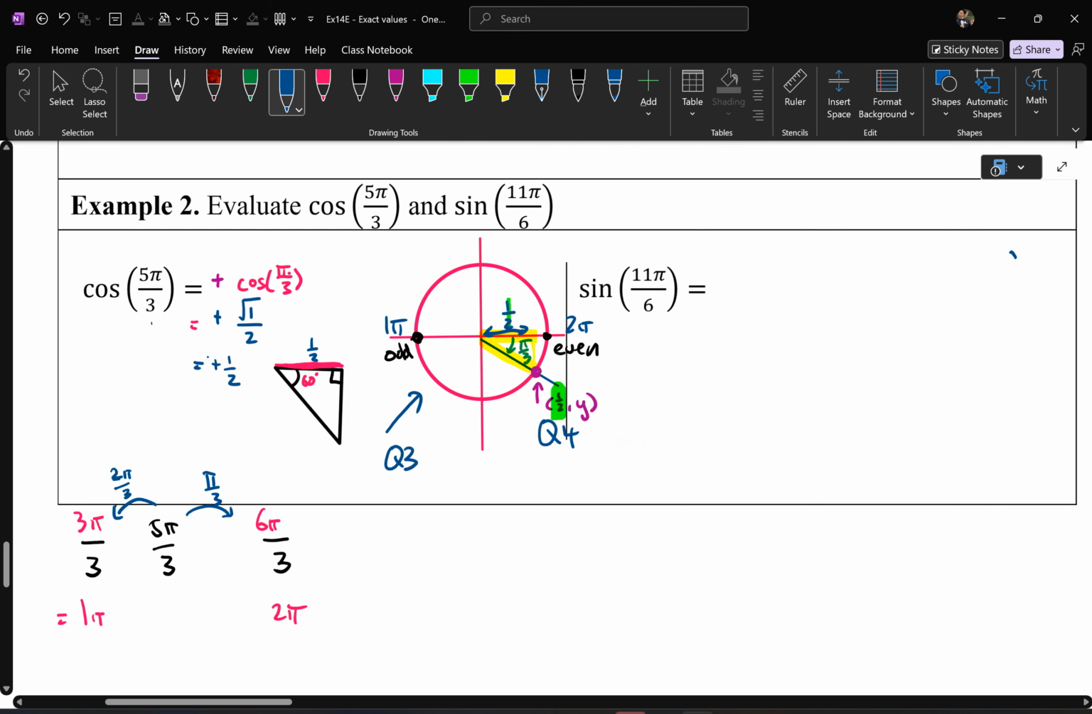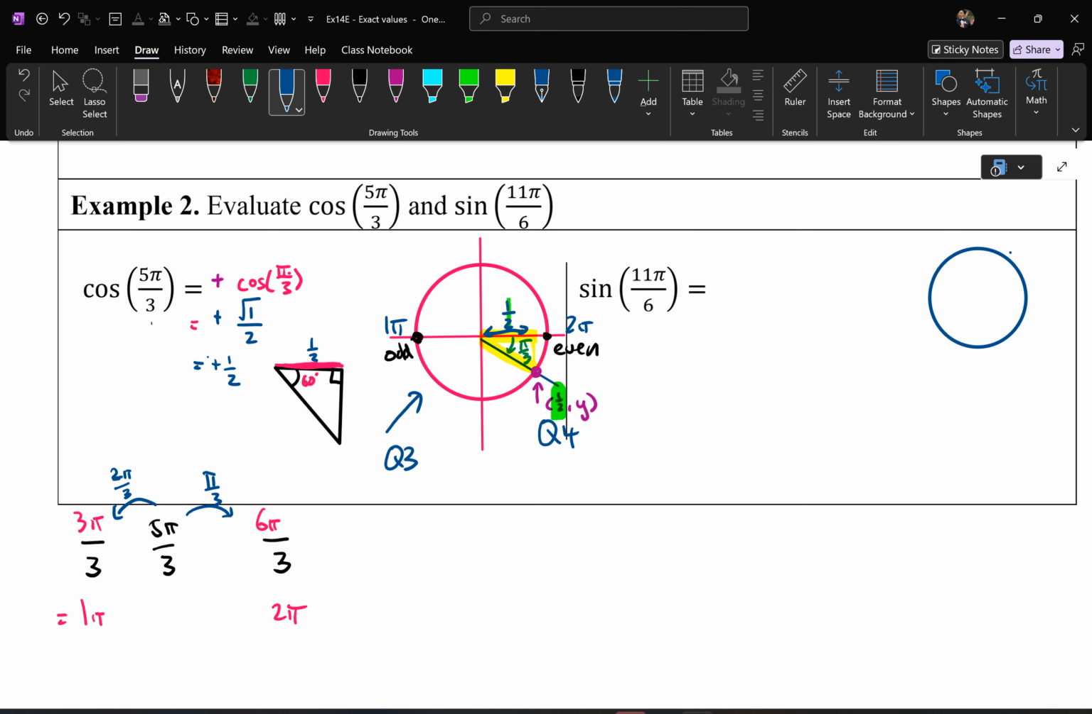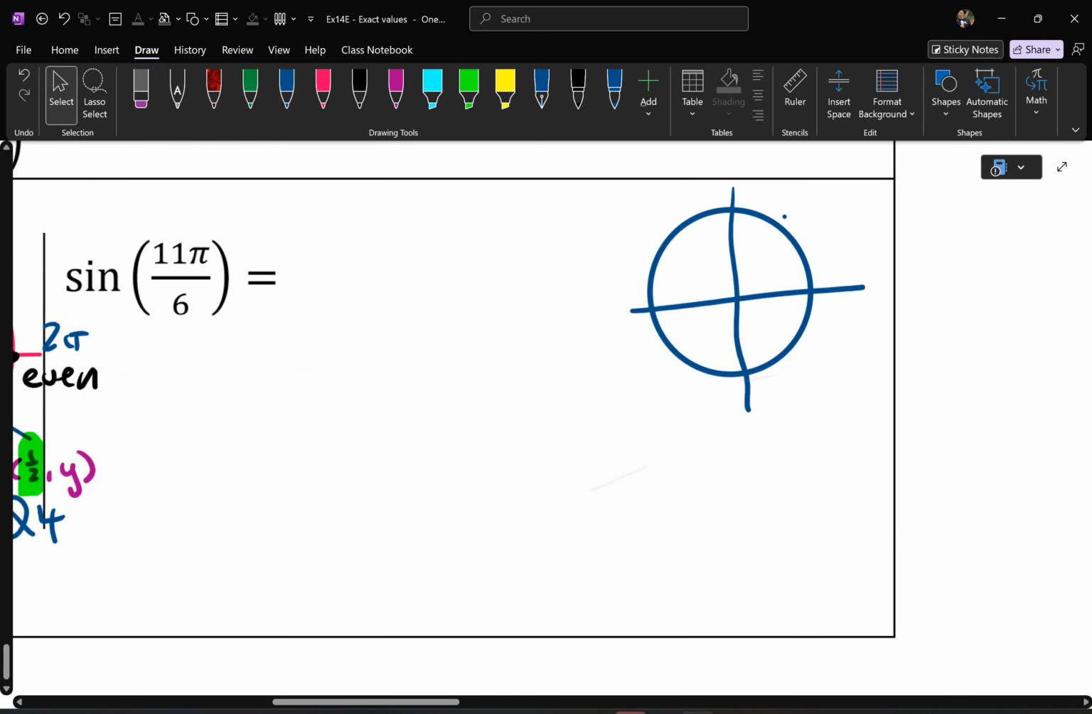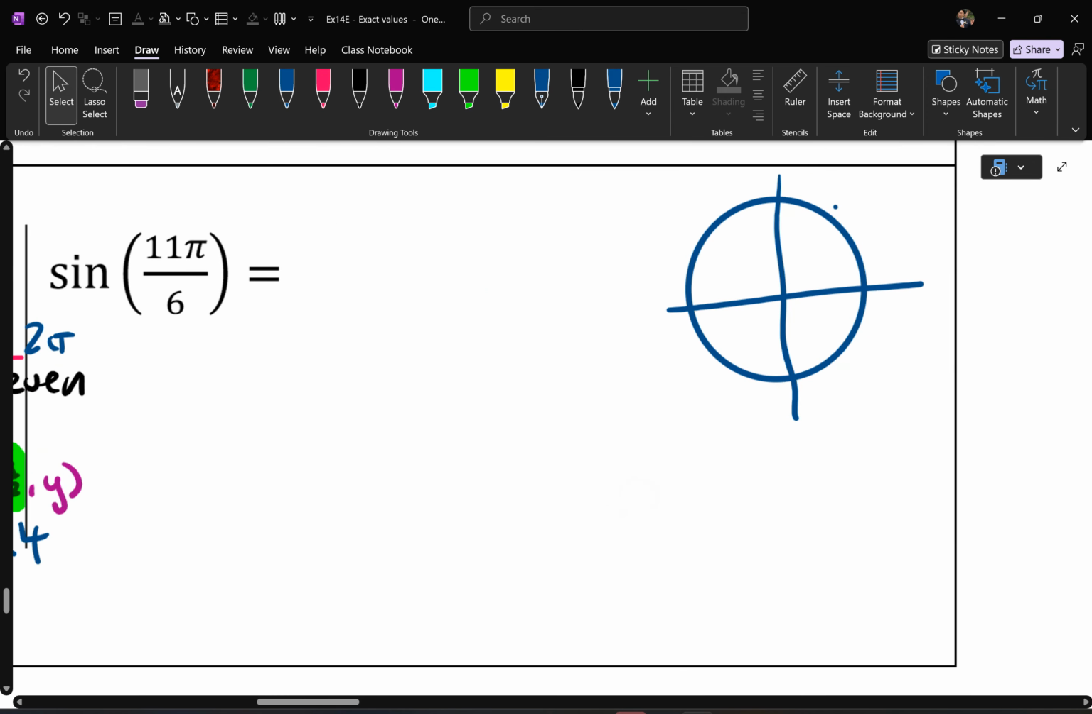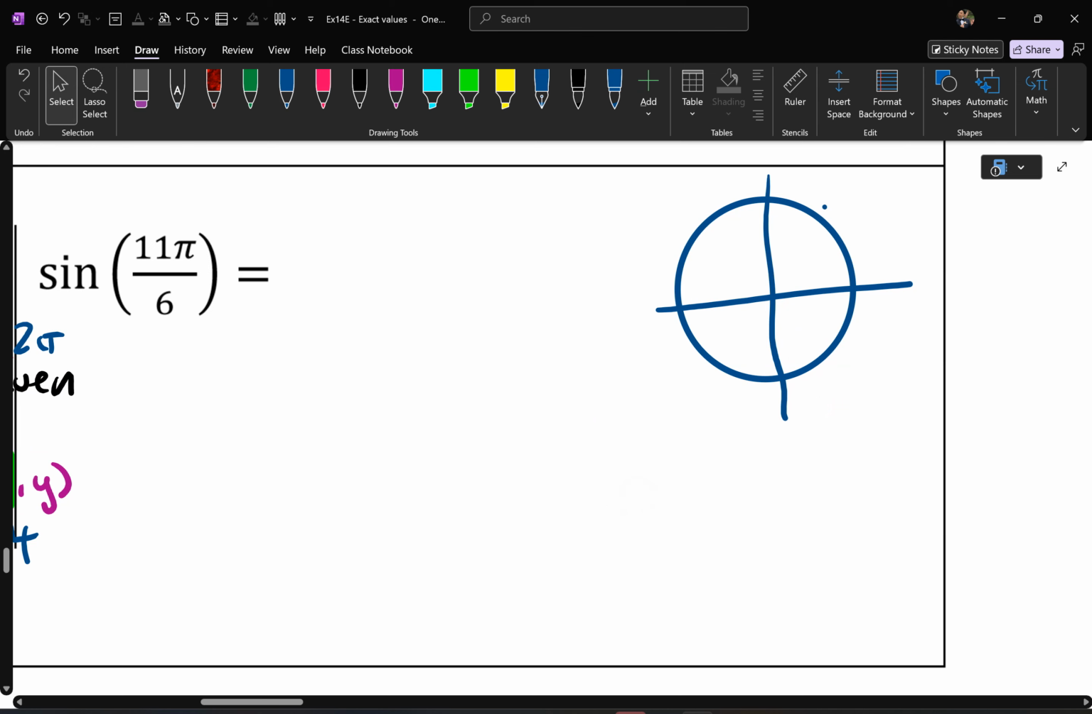Same thing. I'm going to draw the unit circle. The whole exercise, the whole chapter, I actually just want you to understand the unit circle. The better you understand the unit circle, the easier it is to understand the chapter. Here we go. Sine of 11 pi on 6. Starting off the same question.